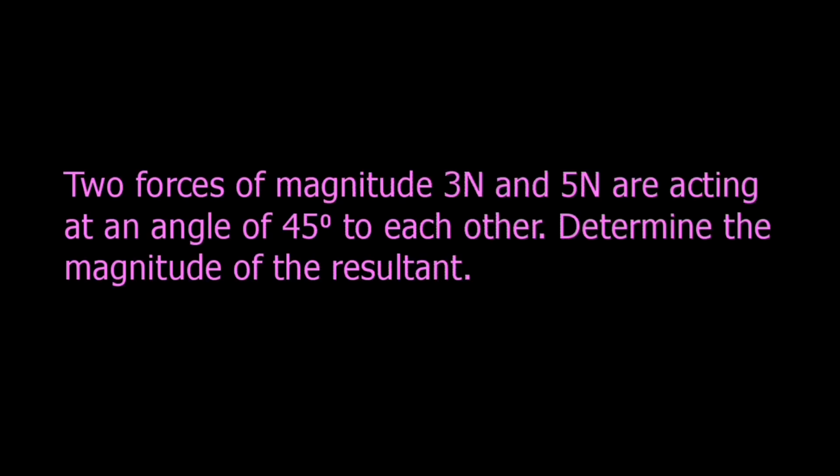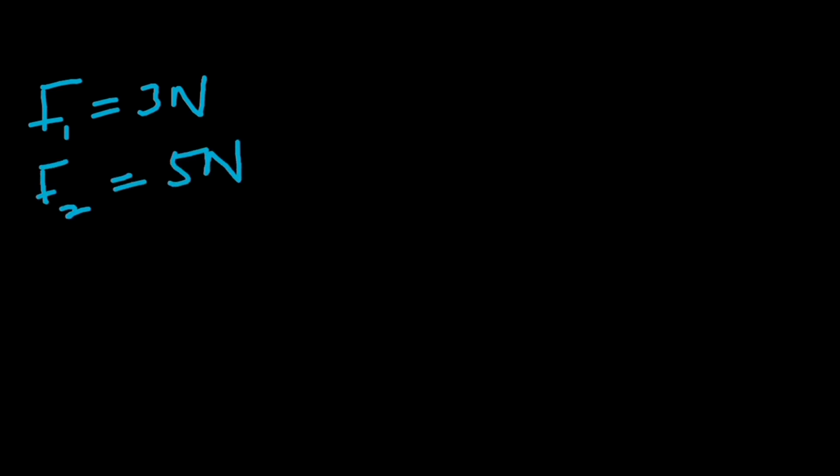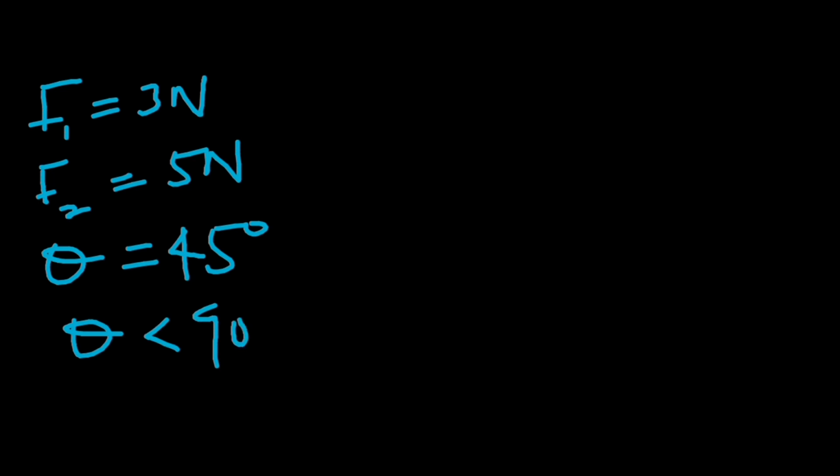Let's consider this question. Two forces of magnitude 3 Newton and 5 Newton are acting at an angle of 45 degrees to each other. Determine the magnitude of their resultant. We shall start by identifying the given parameters. In the question, we are given two forces. Let's denote the first force F1 as 3 Newton, the second force F2 as 5 Newton. The angle of inclination theta was given as 45 degrees, and in this case theta is less than 90 degrees.